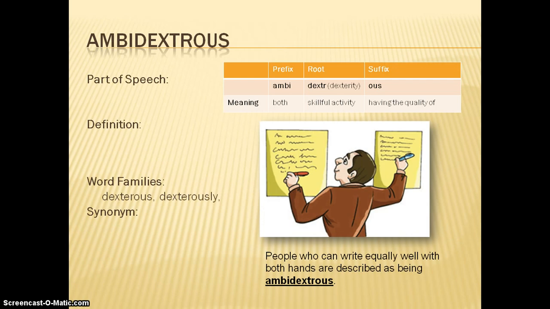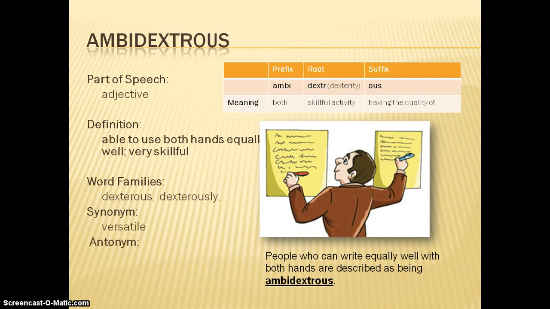So this is 10 Academic, Unit 1 PowerPoint. Don't forget that when listening to the PowerPoint or watching the PowerPoint, you should write down the words and their definitions. You can do that in one of your vocabulary apps, or you can do it on flashcards, or you can do it in a notebook, but you should definitely write them down and take notes as we're going through this PowerPoint. So our first word is ambidextrous.